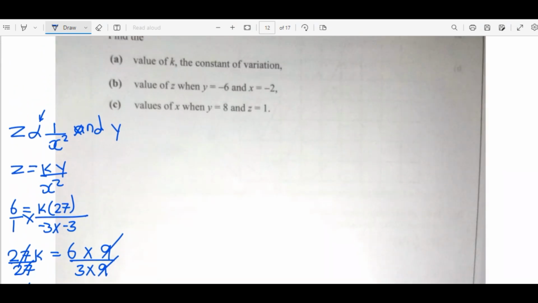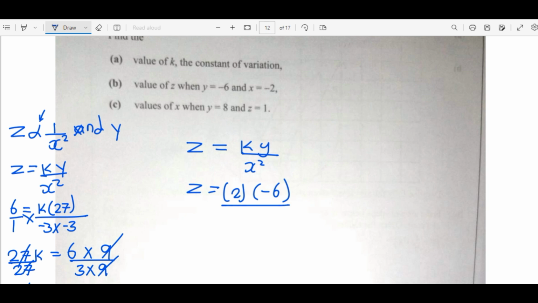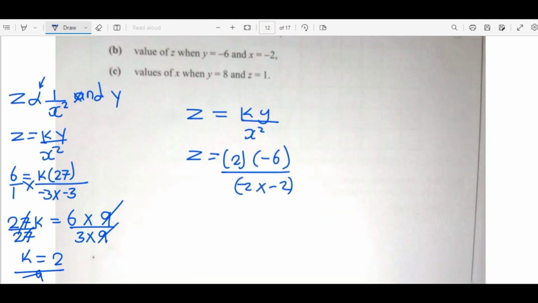B, the value of z when y is equal to -6 and x is equal to -2. So z is equal to ky over x squared. So we want to find the value of z if the y changes into -6. So what's our k? K is 2. Y is -6 divided by the x, which is -2 times another -2, which is -2 squared.